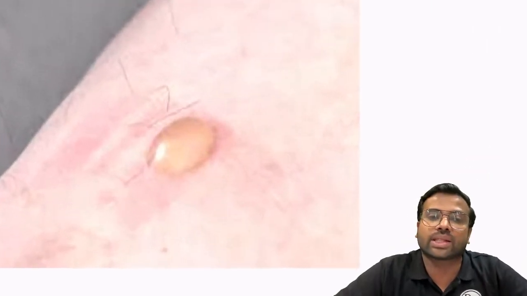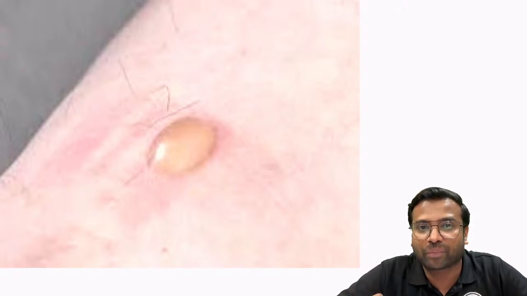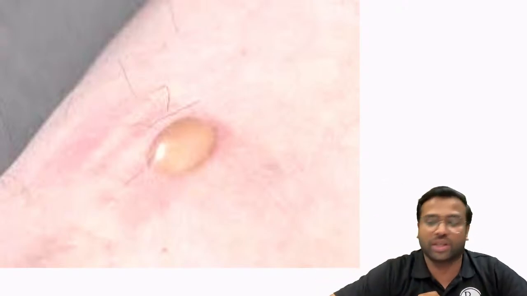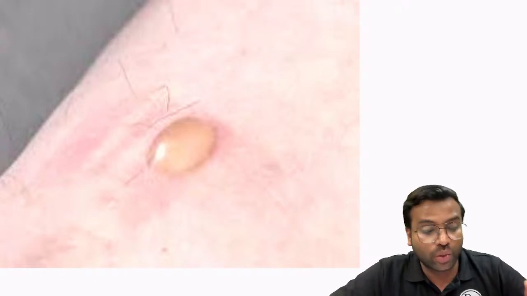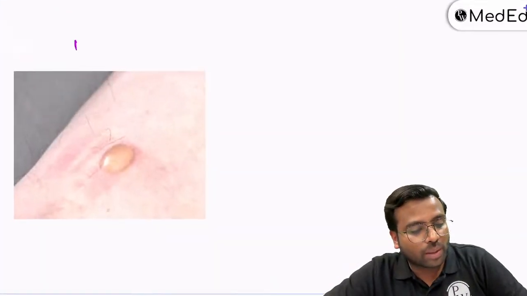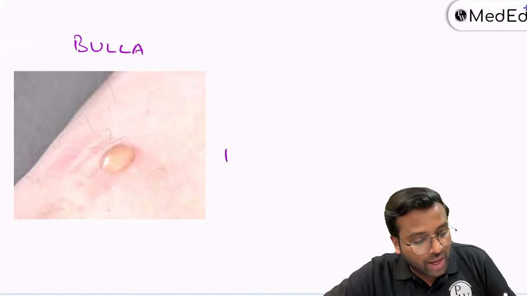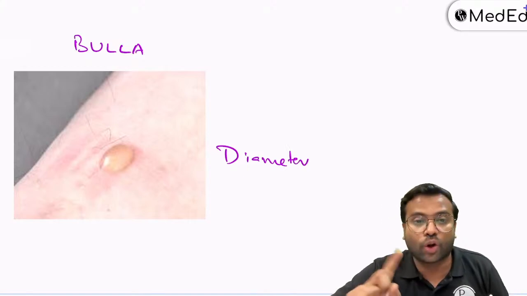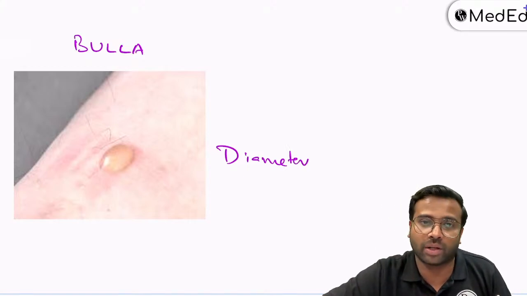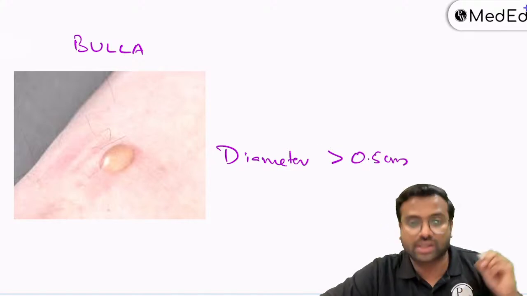Now, when you see this image, what is the obvious difference that comes to your mind? When you observe this image, what is the main difference that you can appreciate? So here, this one, which I'm going to call a bulla. The main difference is that the diameter here is not less than 0.5 centimeter, whereas the diameter is going to be more than 0.5 centimeter.